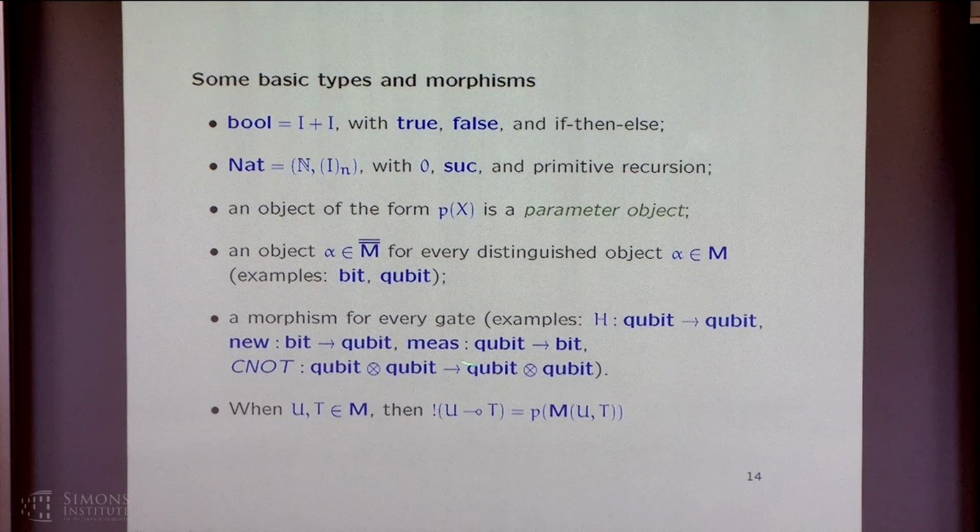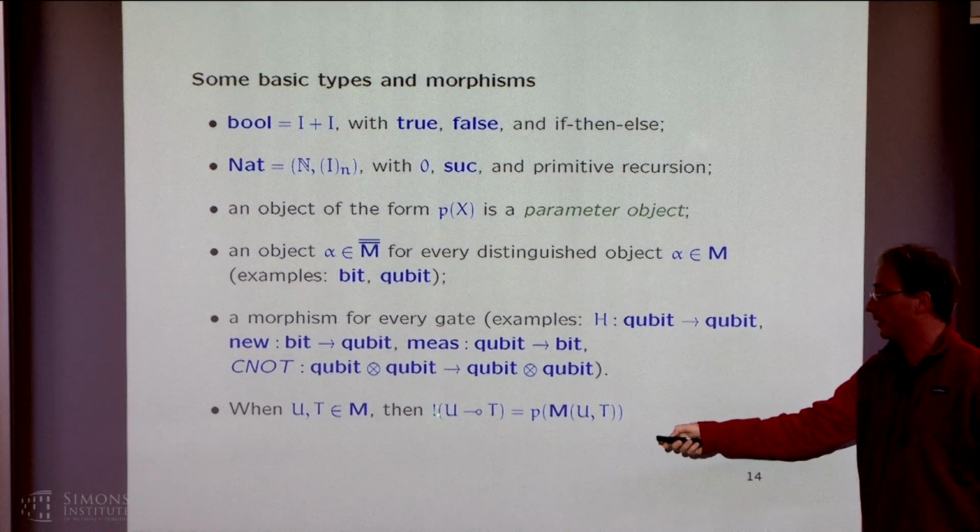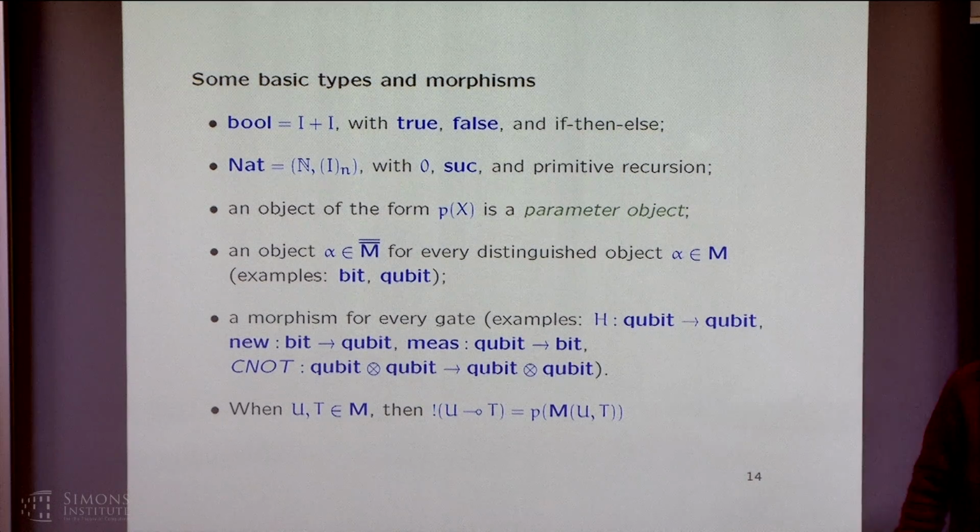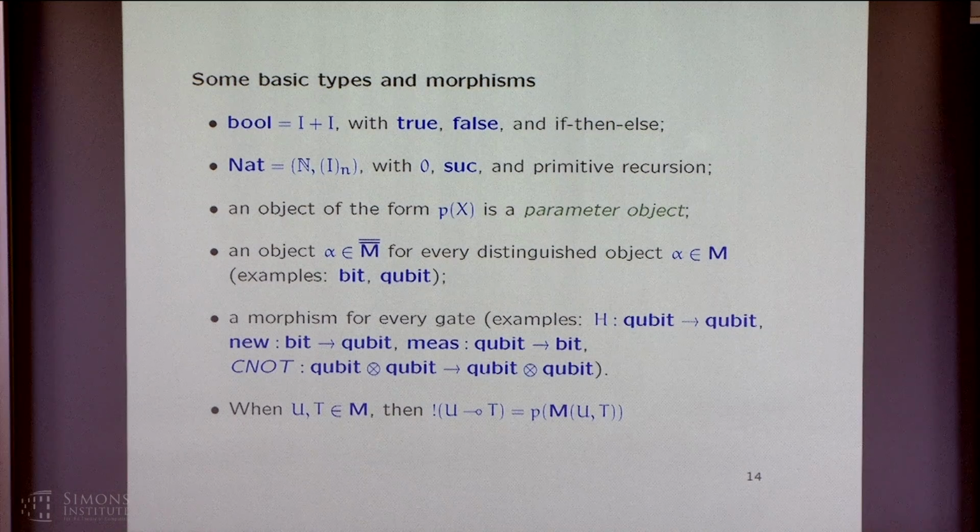And then we have gates. And we have a model of linear logic, okay? In the model, bang of u arrow t, if u and t are objects of M, is actually a parameter object whose underlying set is exactly the Hom set of u arrow t. So the elements of bang u arrow t, or the closed values of that type, are going to be exactly the circuits from u to t.